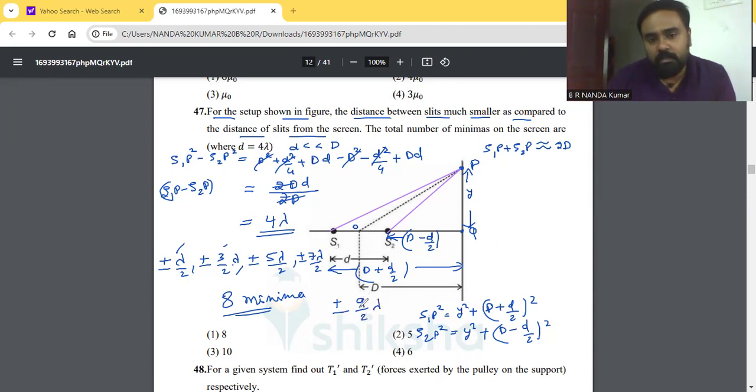9 by 2 lambda is 4.5 lambda, so that should not be considered. So the total right answer is option 1.